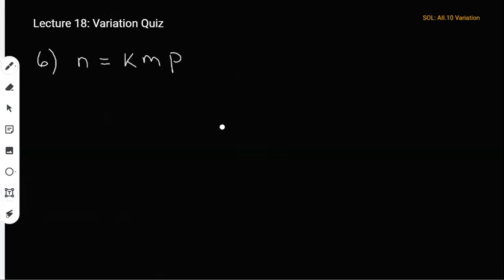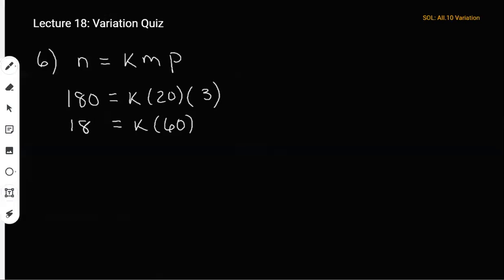N equals kmp. So now what I can do is plug in the numbers that it gives me. It tells me n is 180. We don't know what k is. We're about to figure that out. We know that m is 20. And it tells us that p is 3. So now on the right-hand side, I have 20 times 3. That's going to give me 60k.